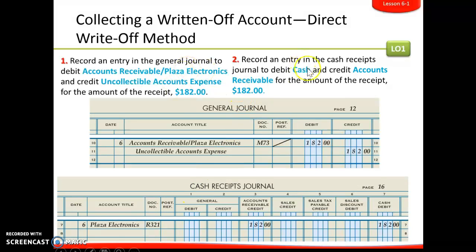The second part to that is we need to record the cash amount. So we're going to record an entry in the cash receipts journal to debit cash and credit accounts receivable for the amount of that receipt. So here we're showing that Plaza Electronics paid us $182.